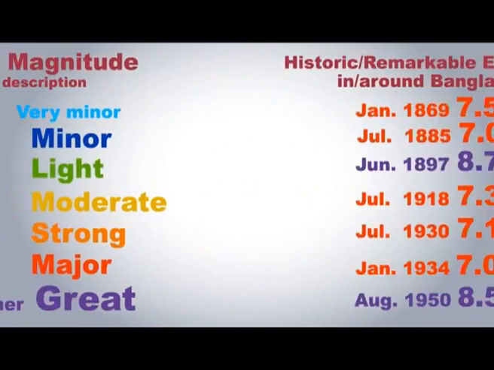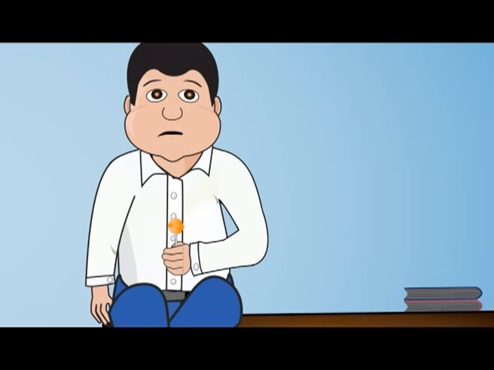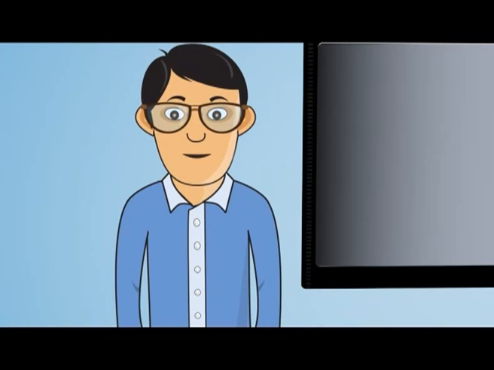Our country has suffered from earthquakes of various strengths. During the last 150 years, 7 major or greater earthquakes have affected our country. Oh no, what will happen to us when a very strong earthquake will occur? Where should we hide? Unfortunately, we cannot predict when the next earthquake will occur.